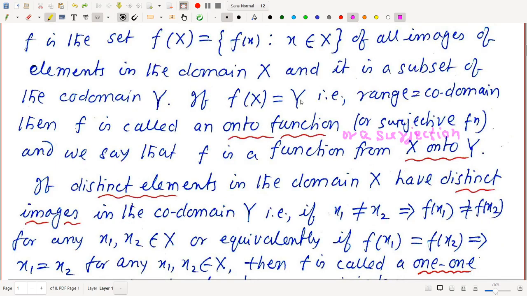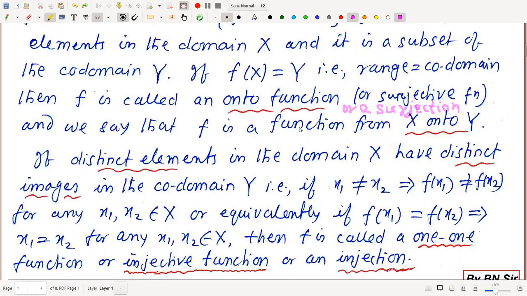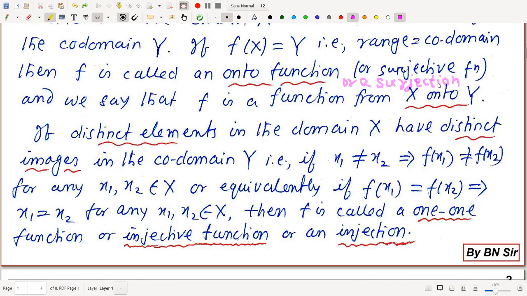If f(X) equals Y, it may be an improper subset, that is range equal to codomain, then f is called an onto function. Onto function, that is every element in Y has a pre-image. And an onto function is also called a surjective function or a surjection, noun surjection. And we say that f is a function from X onto Y.